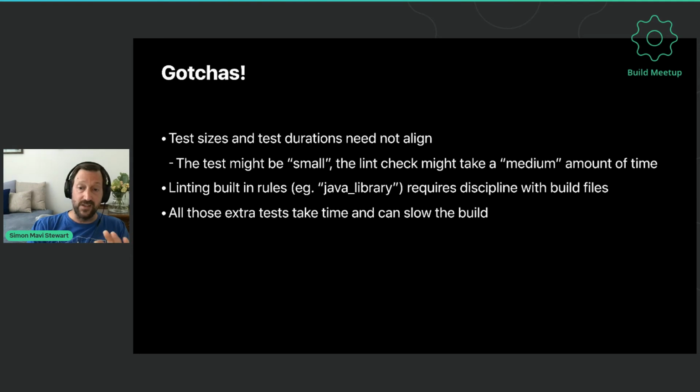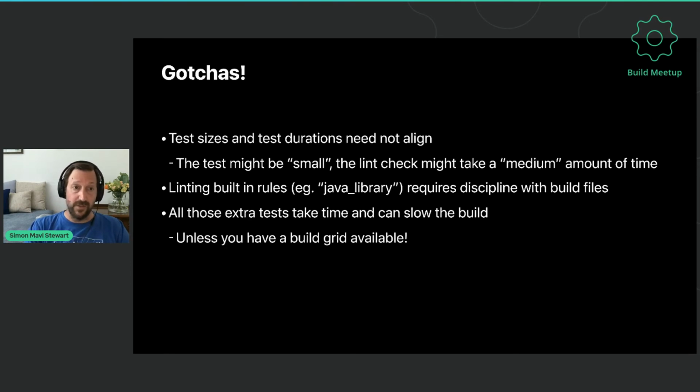Another important thing is that all these extra tests take time and can slow the build. I mean, that's true of any build tool, right? If you're doing more work, it'll take longer. At least here in the Bazel world, we're only going to rebuild the test tools, the lint tests, when the inputs change. And if you have a build grid available, it's not a problem, right? You just parallelize and life is sweet again.